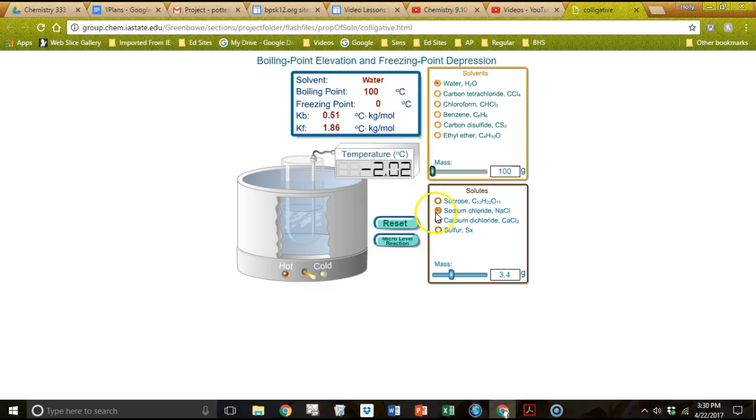Okay, so for the 3.4 grams of sodium chloride, now we're at negative 2.02 degrees Celsius. So that's your data. Answer the questions. Good luck.